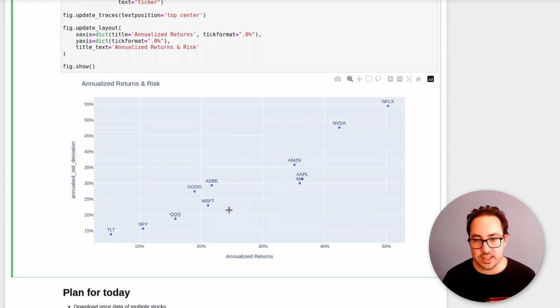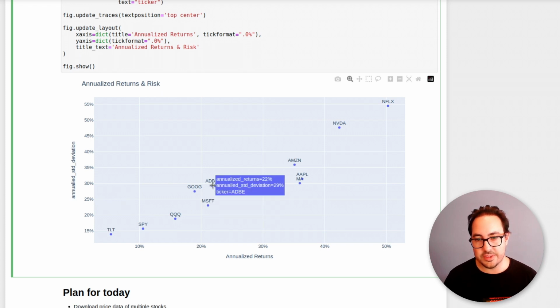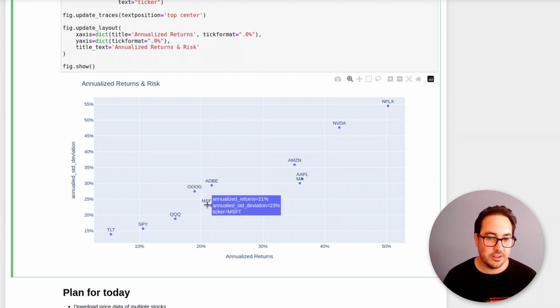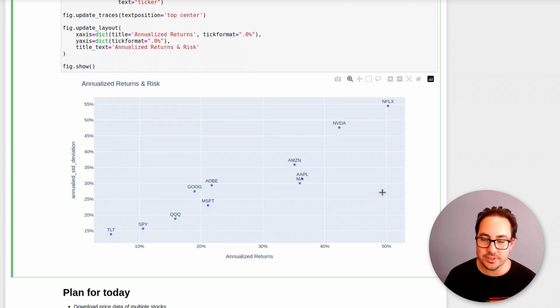So for example, let's say we want to choose between these two stocks. Microsoft is giving me 21% return with this volatility. This Adobe is giving me 22%, but the volatility is 29%. So already it doesn't make sense to invest in Adobe. I would invest in Microsoft. And then the same thing happens with this stock. Plotting this is kind of interesting. It gives you a kind of big picture of what each stock is and which role it plays.